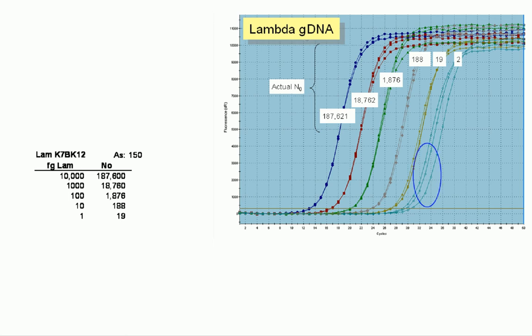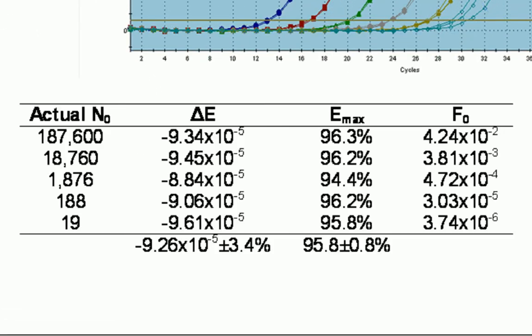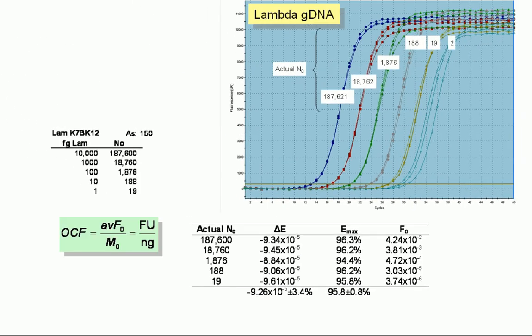Nevertheless, an obvious exception is a 2-molecule sample, which produced highly scattered profiles. As I will describe in the next presentation, the scattering is due to Poisson distribution and is not relevant to optical calibration. LRE analysis further illustrates the high level of precision that can be achieved in that both delta E and Emax show small variances over this large range of target quantities. The quantitative precision of LRE can also be assessed by converting the resulting F0 values into an optical calibration factor.